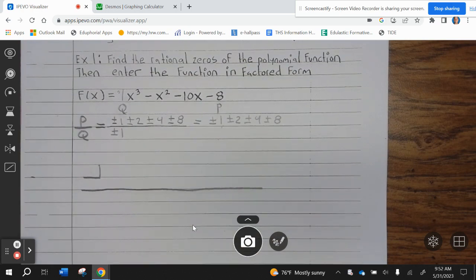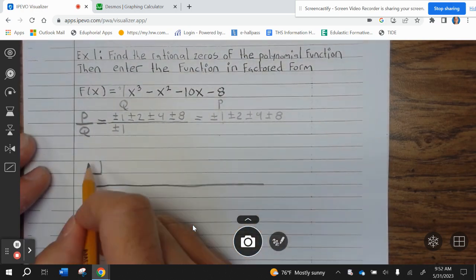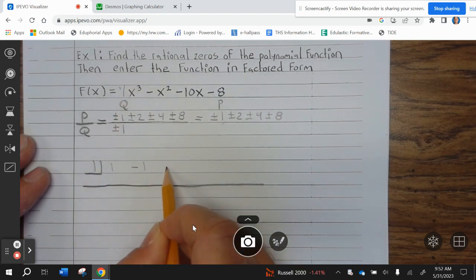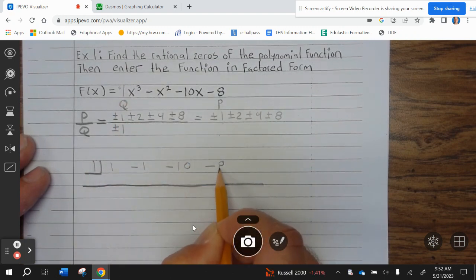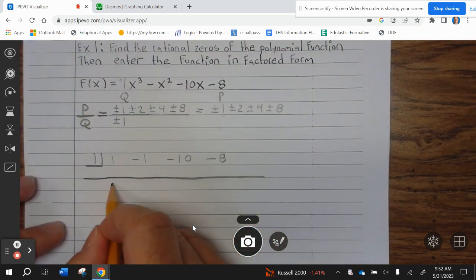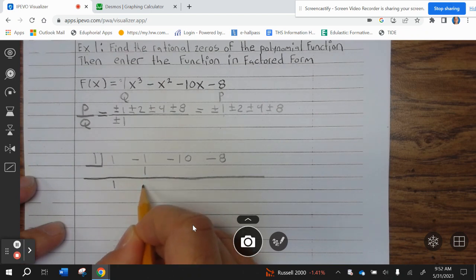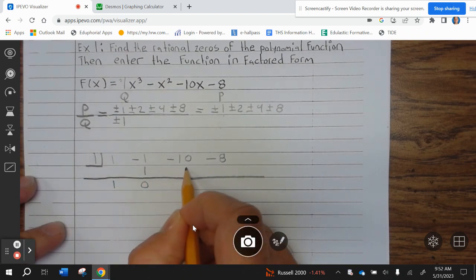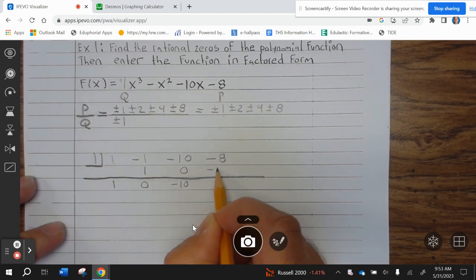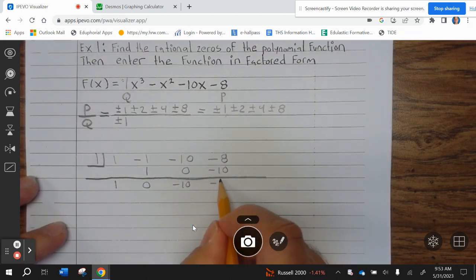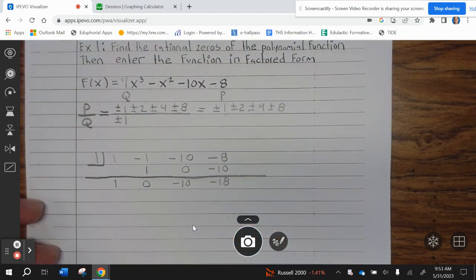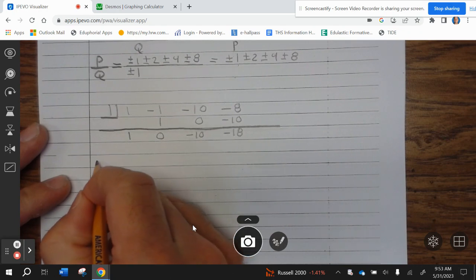And to do that, we're going to use synthetic division. Okay, so let's try 1. Now we bring down the 1, the -1, -10, -8. Now, if the remainder is a 0, then it's a factor. So bring down the 1. 1 times 1 is 1. -1 plus 1 is 0. 1 times 0 is 0. -10 plus 0 is -10. 1 times -10 is -10. This combines to be -18. So 1 is not a factor. Okay. So now we're just going to try all possible combinations.